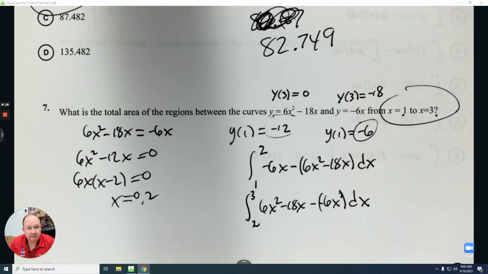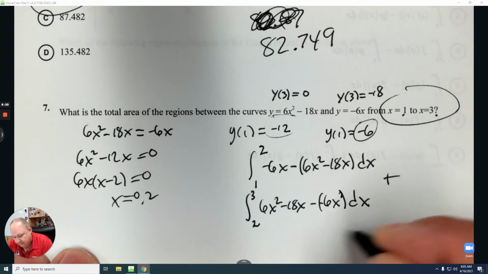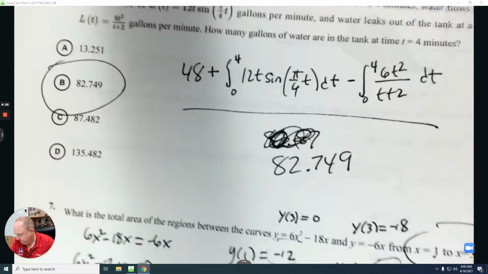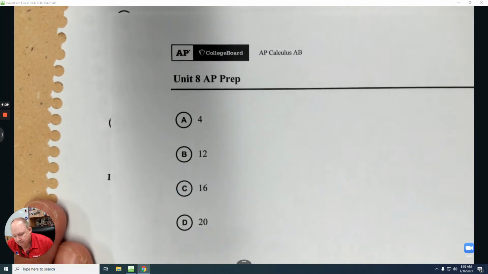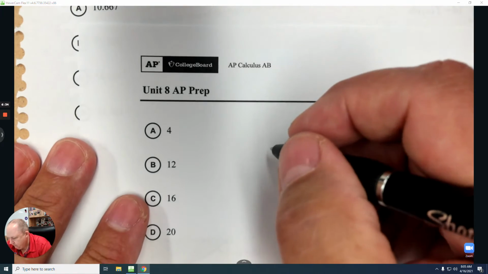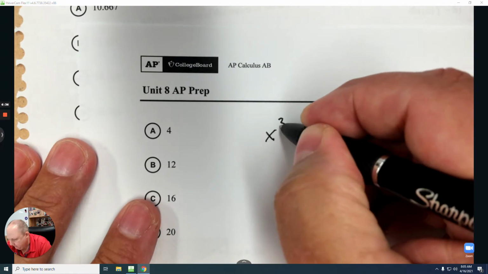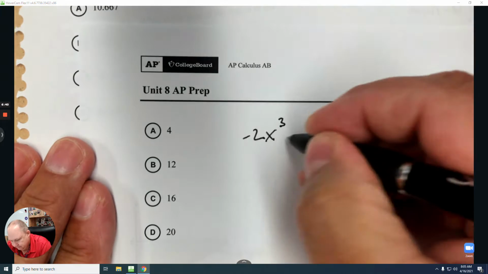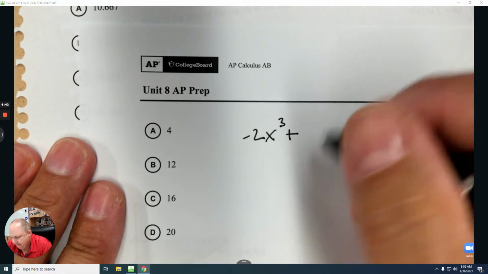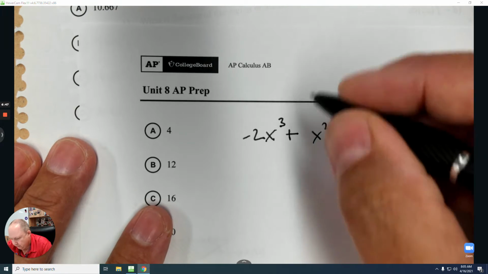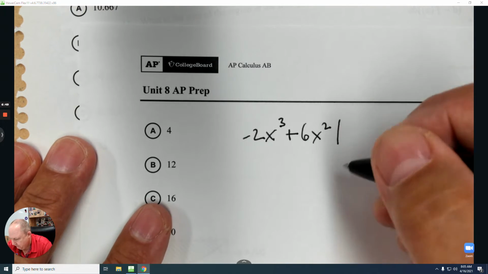All right, now I'm going to turn the page and actually have to do that work. So you do both and you add them together. So for the first one, you add 1 to the exponent and divide. So negative 6 divided by 3 is negative 2. And then the second one, you add 1 and divide. So 12 divided by 2 is 6, and it's from 1 to 2.